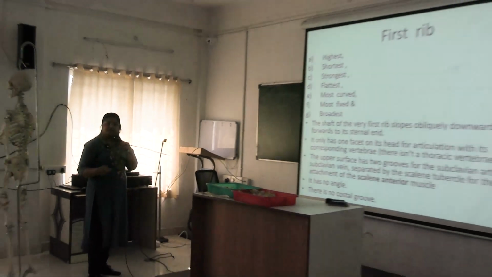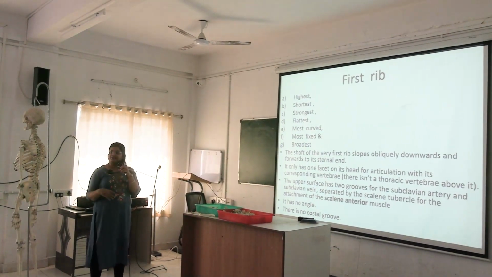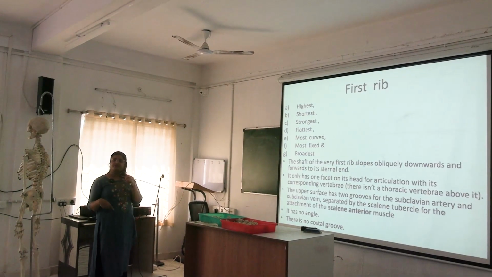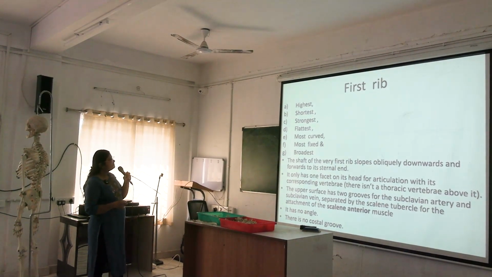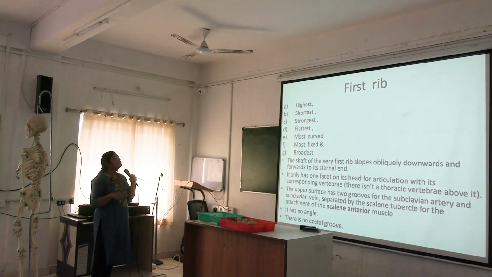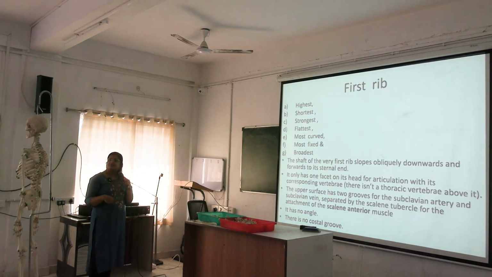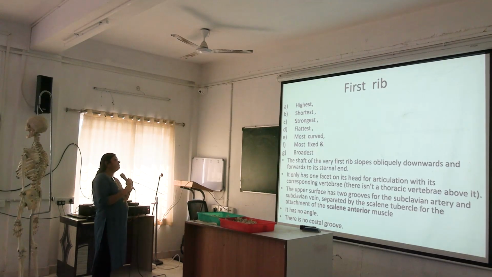So we will discuss the first rib and these atypical ribs in detail. First rib has important, specific characteristic features. It is the highest, shortest, strongest, flattest, most curved, most fixed and broadest rib. All those features the first rib has.